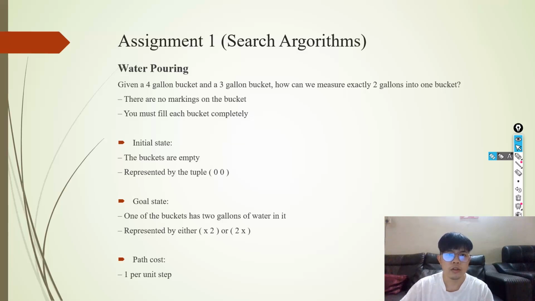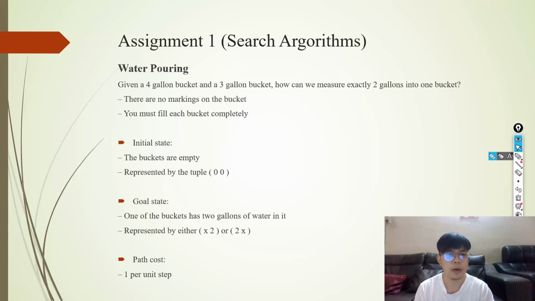I'm very honored to have this video tutorial assignment, which is search algorithms. The question given is about water pouring. Given a 4-gallon bucket and a 3-gallon bucket, how can we measure exactly 2 gallons into one of the buckets? There are two conditions. First, there are no markings on both buckets. Next, we must fill each bucket completely.